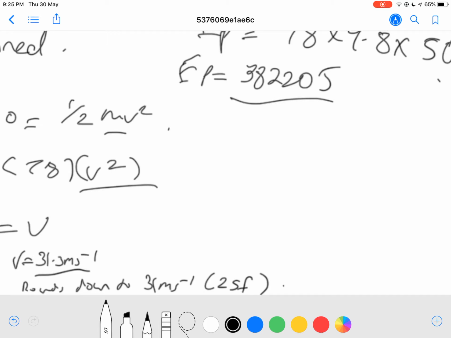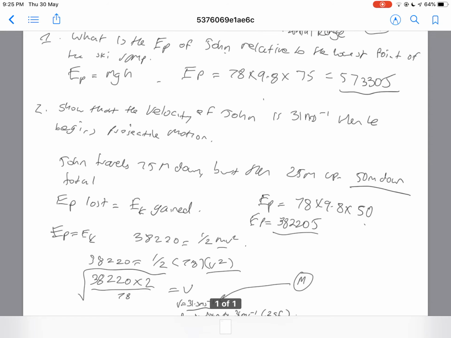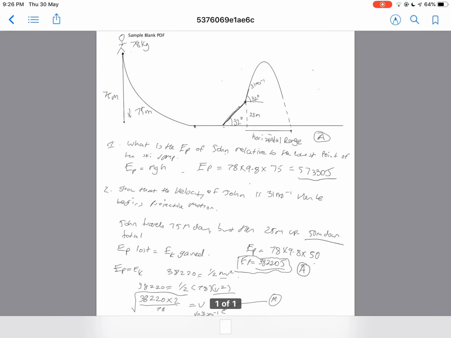I don't have the mark schedule with me for this question, so I'm not too sure, but I'm about 80 to 90% sure that this is a merit question. Getting all the way up to here will get you a merit grade. In terms of achieved, I'm pretty sure finding the EP lost will get you an achieved, okay, alright.